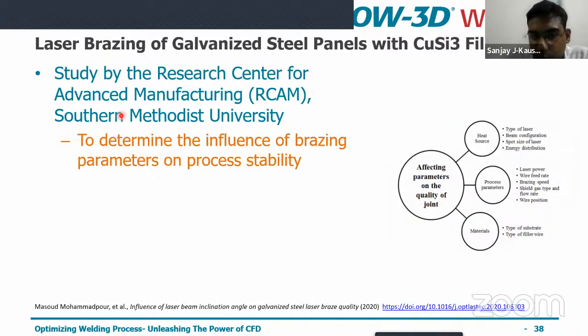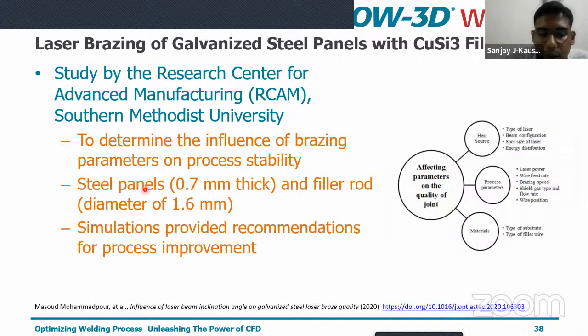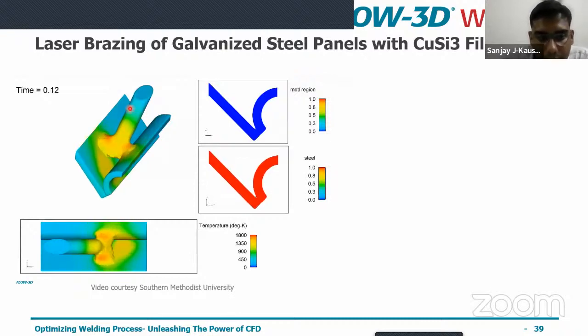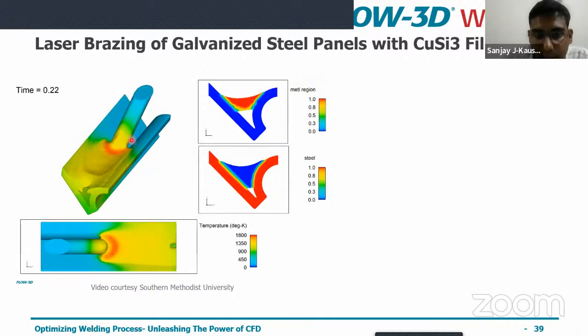Here, what they're trying to do is to determine the influence of brazing parameters such as heat source, process parameters, and materials on melt pool stability. There are actually two sheets, galvanized steel panels, and the filler wire is copper. And the simulations provided. So here you can see this window where it indicates the video of the process, where there is a laser hitting. This is a filler wire, and this bridges the gap between these two sheets.